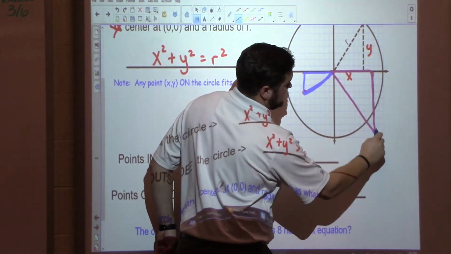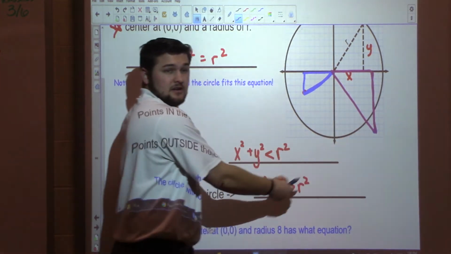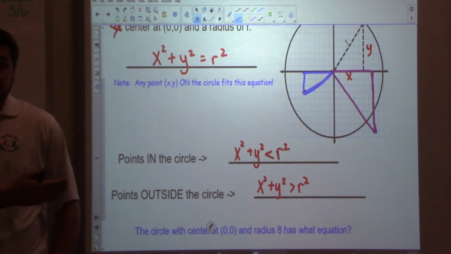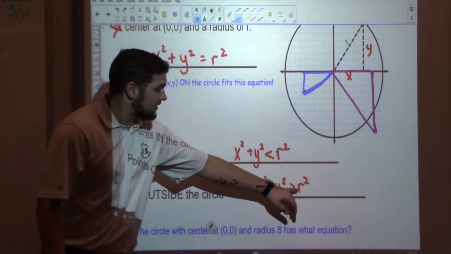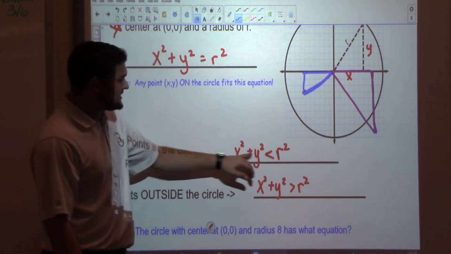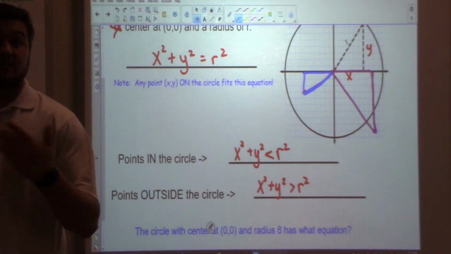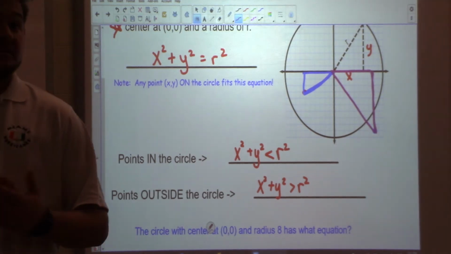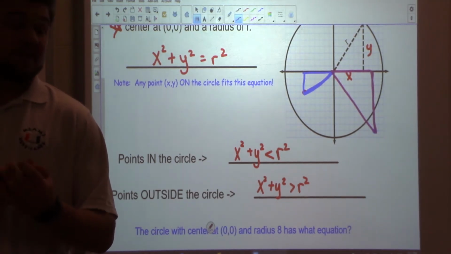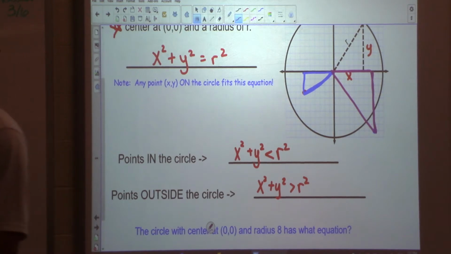It's x squared plus y squared is bigger than the radius squared. So that's why if it's outside the circle, it's greater than the radius squared. If it's inside the circle, it's less than the radius squared. And it would equal the radius squared if it's on the circle. Does that make sense?